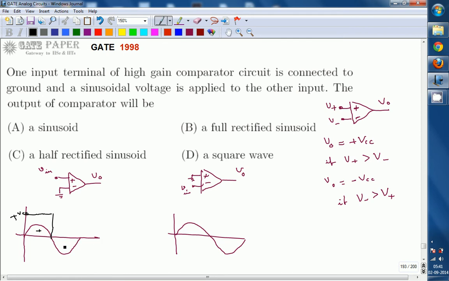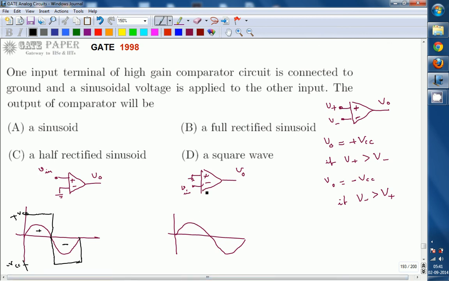And if you observe the negative half cycle, all input voltages are negative, less than 0 volts, because the inverting terminal is connected to ground. So the inverting terminal dominates during the negative half cycle, and the output will be at minus VCC. So you will get a square waveform like this. This is minus VCC.